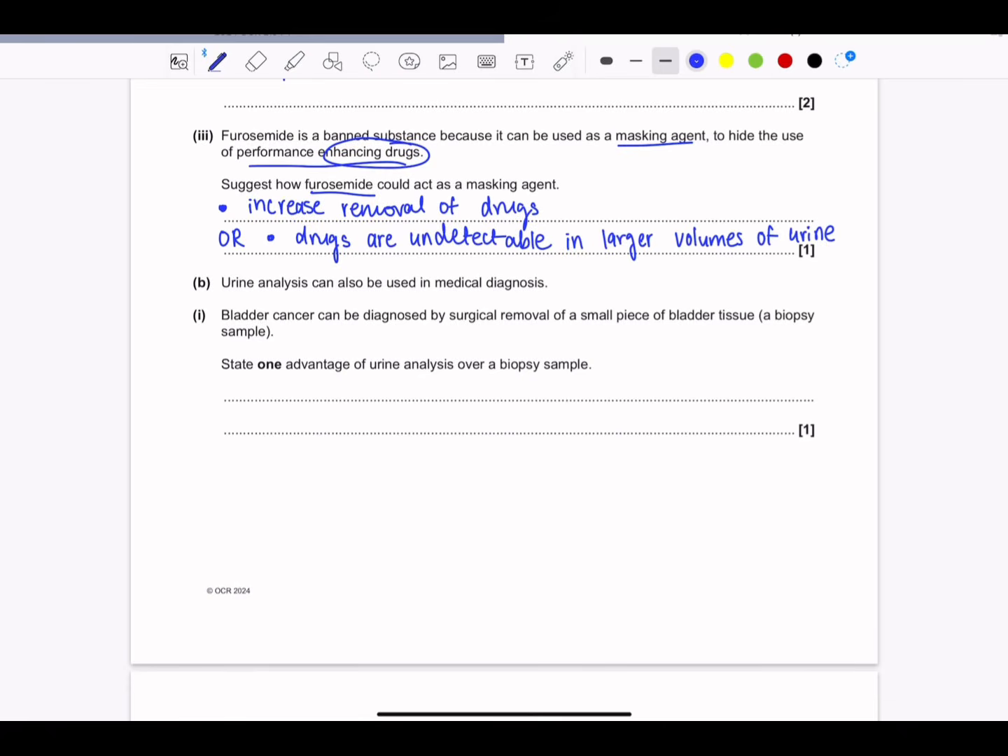Question B is, urine analysis can also be used in medical diagnosis. Bladder cancer can be diagnosed by surgical removal of a small piece of bladder tissue called a biopsy sample. State one advantage of urine analysis over biopsy samples. Well, it doesn't require surgery, obviously, so less painful, less invasive, less infections, that sort of thing. Also a lot cheaper, and it's also more rapid. Testing a urine sample would be a lot more rapid than going through the whole surgical procedure.